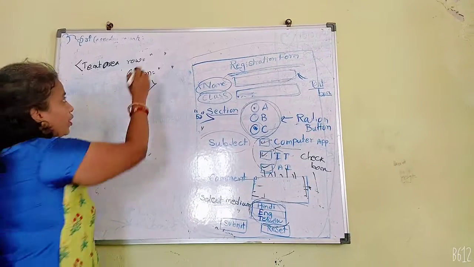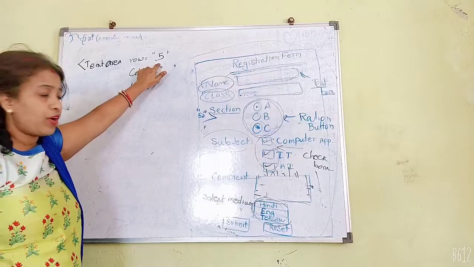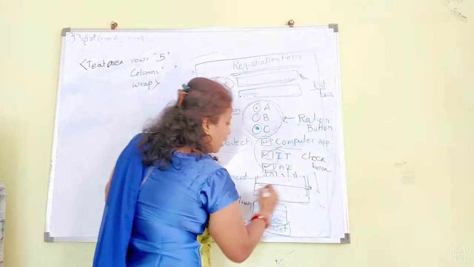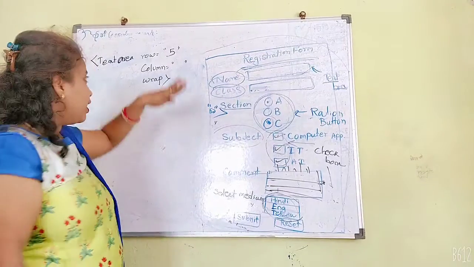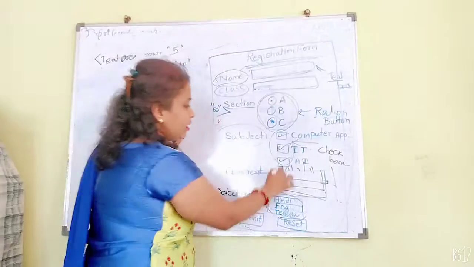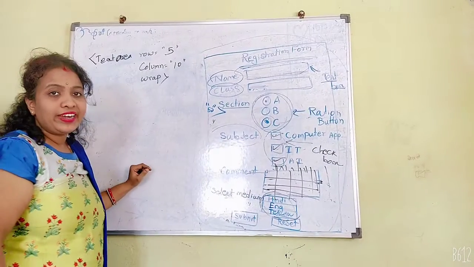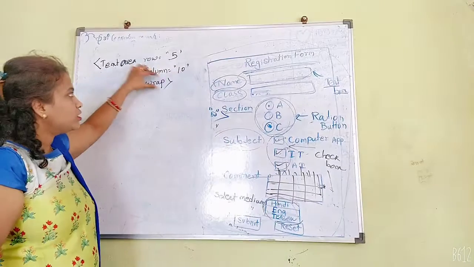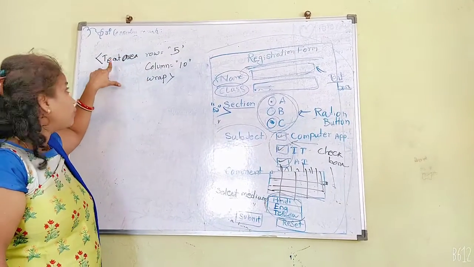So now when I'm putting 5 in a row, that means the size of row is equal to 5. So it provides 5 lines of space to me horizontally, right? And when I'm putting 10 here, it provides 10 lines of space column-wise for my text area. Okay, when I'm using an attribute that is wrap, here these are the attributes of text area.